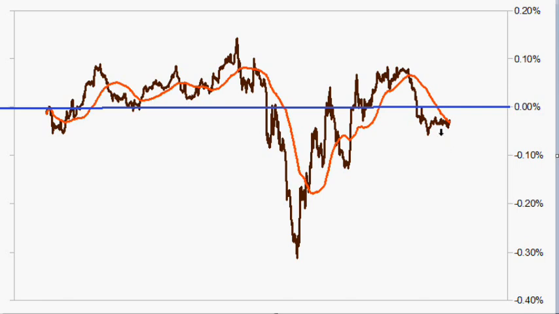What I'll try to do at some time later on is put this chart, going back to last year, on the blog.